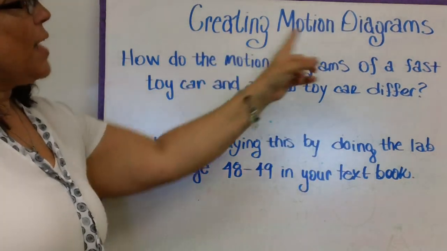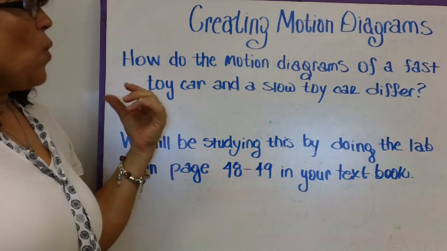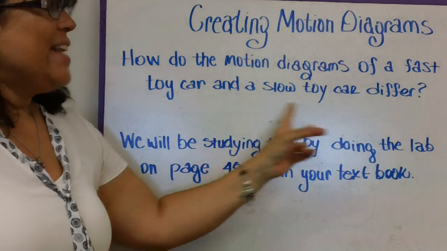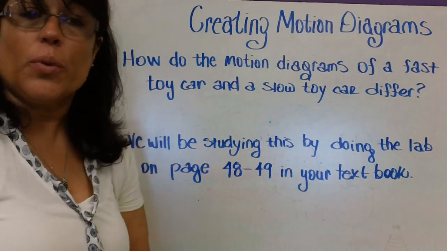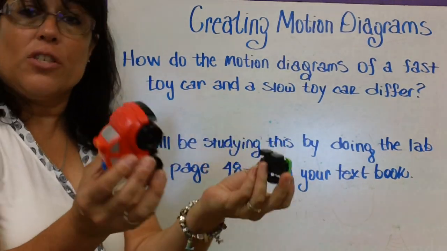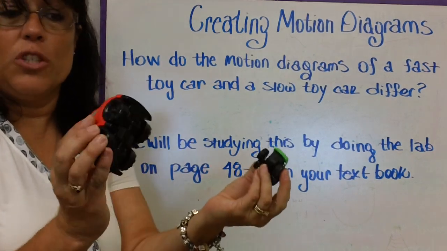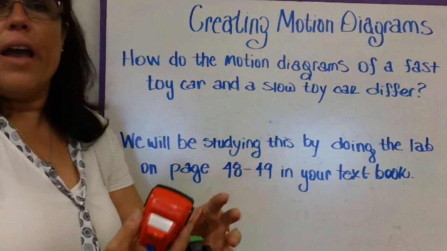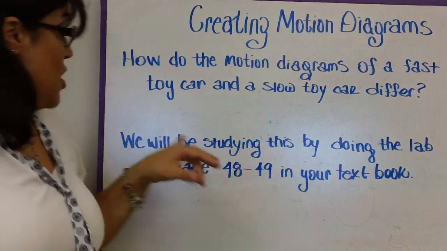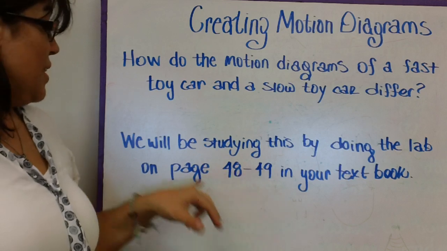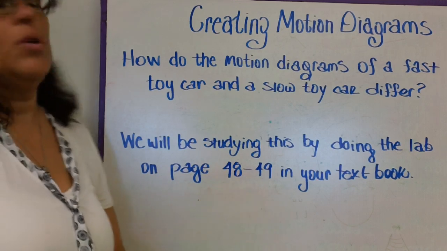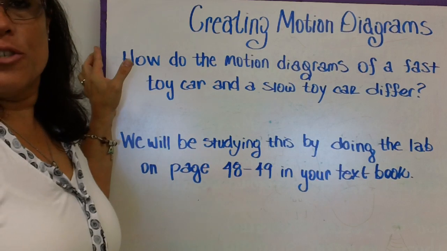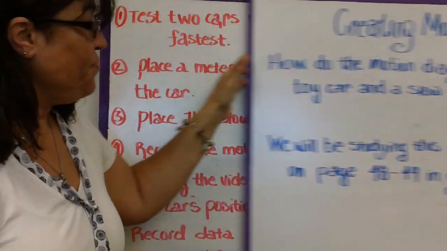So we're going to be playing with toys again. Okay, so we're going to be creating motion diagrams. The whole question is how do the motion diagrams of a fast toy car and a slow toy car differ? So we're going to take two of these cars, and we first have to find out which is the fast one and which is the slow one. So we're going to visually test that, and then we're going to be creating the lab. We're going to be studying this by doing the lab that's on pages 48 through 49 in your textbook. As you watch the video, you might want to get your textbook out and follow along.